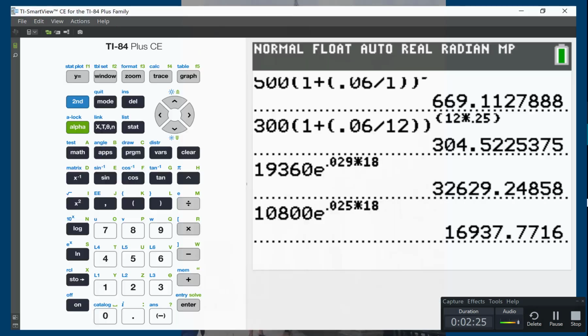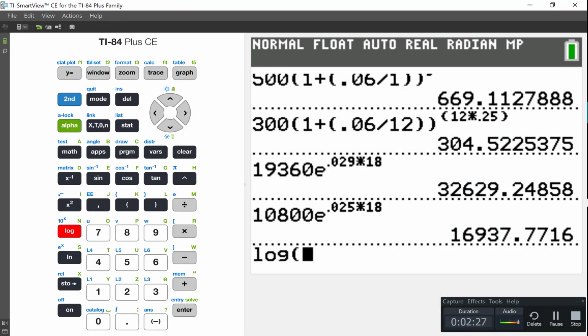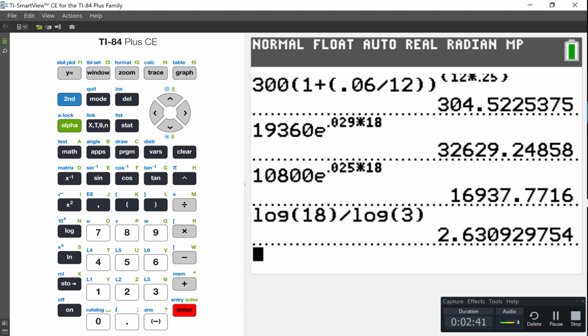So let me get mine out. We're going to press that log button here in red, and the argument. The argument was 18, divided by log of the base, and our base was 3. Press enter, and we get 2.63 something. That is the solution. It's going to get you somewhat of an answer. It's not going to be 100% accurate, but it's very, very close. So 2.63 is what I'm going to write down for my answer here.